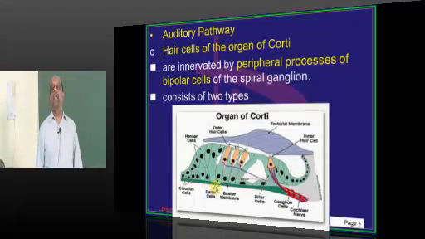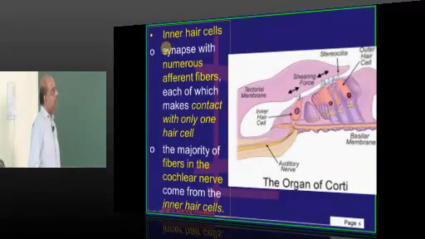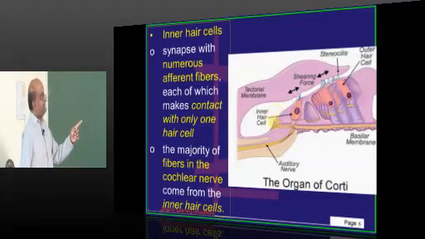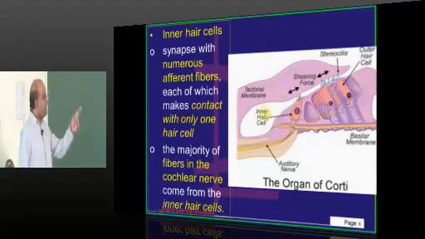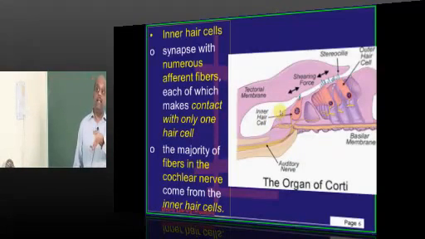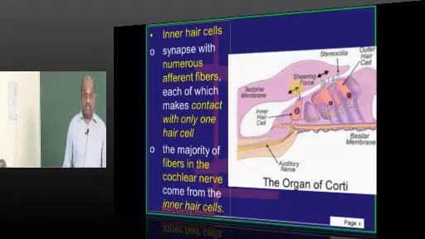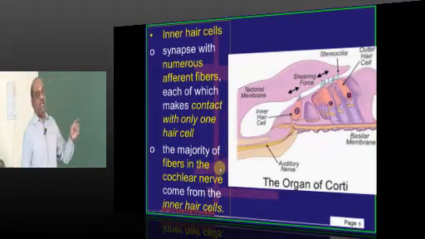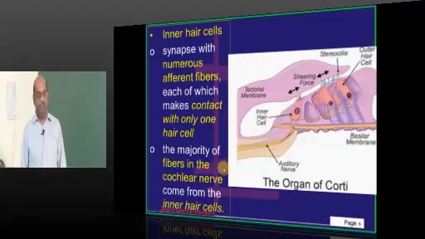Now there are two types of hair cells. Inner hair cells basically innervate and synapse with numerous afferent fibers, each of which will make contact with only one hair cell. And the majority of the fibers in the ultimate cochlear nerve are received from inner hair cells, not outer hair cells. This can sometimes be a good question from the examiner. It is the inner hair cell fibers which are the major part of the cochlear nerve.